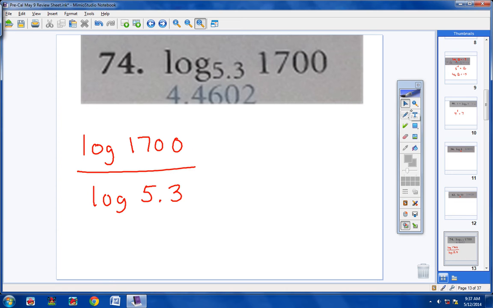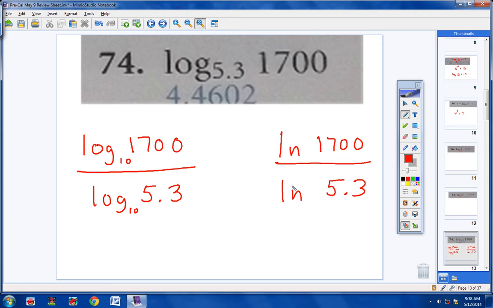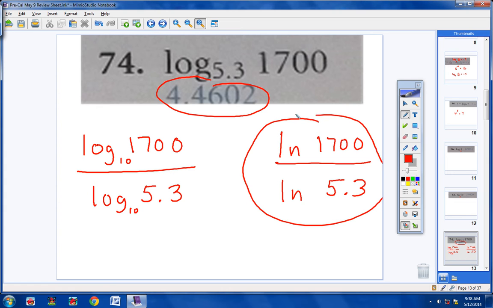Now, notice what I did here, guys, is I rewrote a base 5.3 with a base of what? 10, a common log. By the way, you know what else you can do? You could use a natural log. You could take the natural log of 1700 over the natural log of 5.3. And if you don't believe me, go ahead and type both of these in. Type in log of 1700, be sure and hit enter, divided by log of 5.3, enter, and you'll get this answer right here. And then if you type this into your calculator, you'll get the exact same answer.